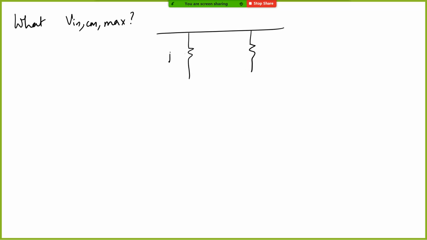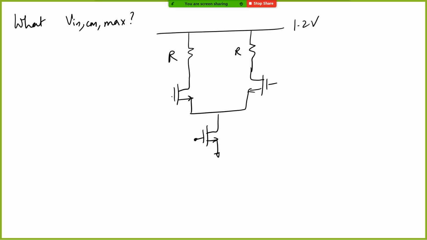Now let us look at what is V in common mode max. Can you keep increasing it arbitrarily? Okay, that is the question. So let me draw the circuit once again. Think about it and tell me. Look at the circuit. Can we increase it arbitrarily? Let's say I'm taking it to some very high value, 1 volt or something like that. VDD is 1.2 volt. Let's say I am tying both my inputs to V in common mode. What will happen?